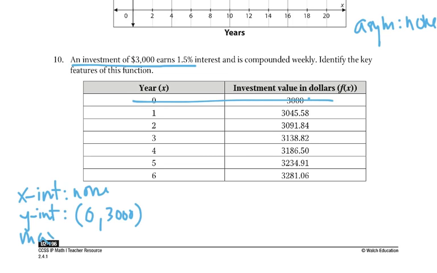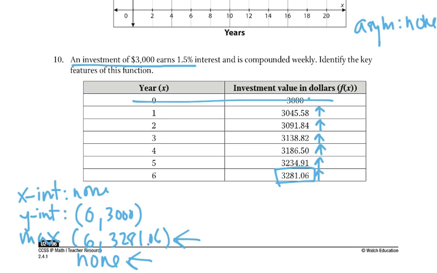Okay, a maximum, well, it's just going to keep going up, right? Because these just keep going up from the next one. So, if we wanted to, we could stop at just this point and say our maximum is 6,281.06. But according to our problem, we probably should put none because it could go beyond this table. So it kind of depends on how you want to look at it. If it's just a table with no context, no story, then this would be the true answer. If it's got the context that keeps going, that would be the true answer. Minimum is going to be (0, 3,000).